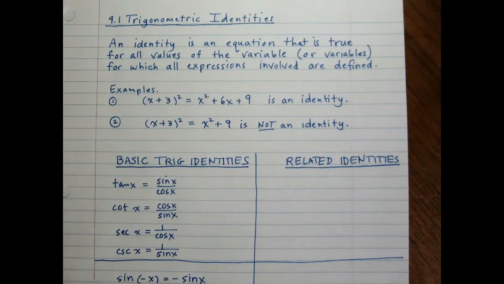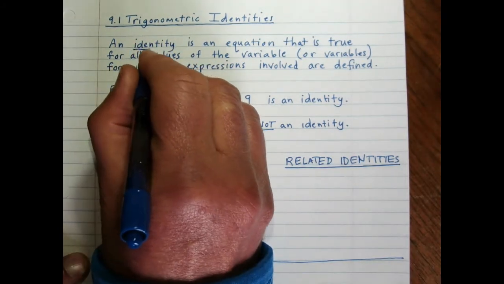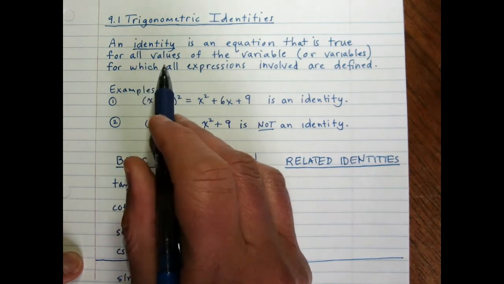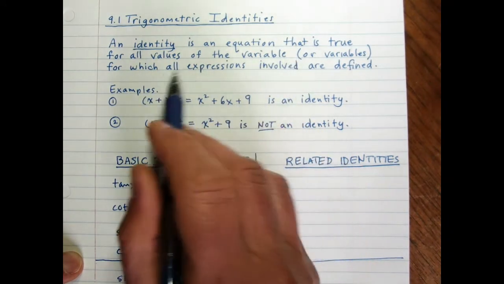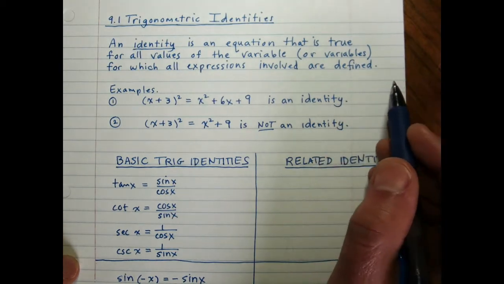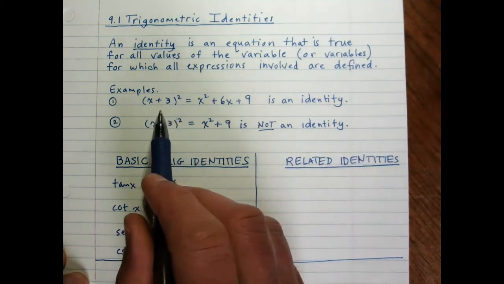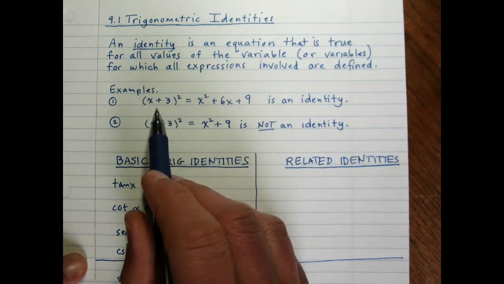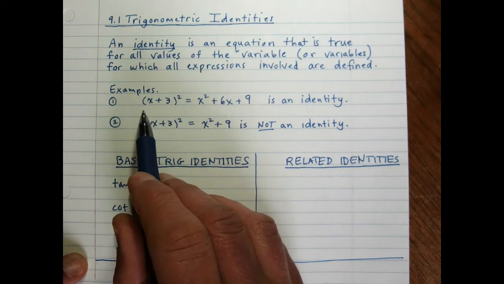So in this video we start a new chapter, chapter 9, and the first section of chapter 9 is called Trigonometric Identities. An identity is an equation that is true for all values of the variable or variables for which all expressions involved are defined. And here's an example of an identity that's not from trigonometry, and you've probably seen it before.